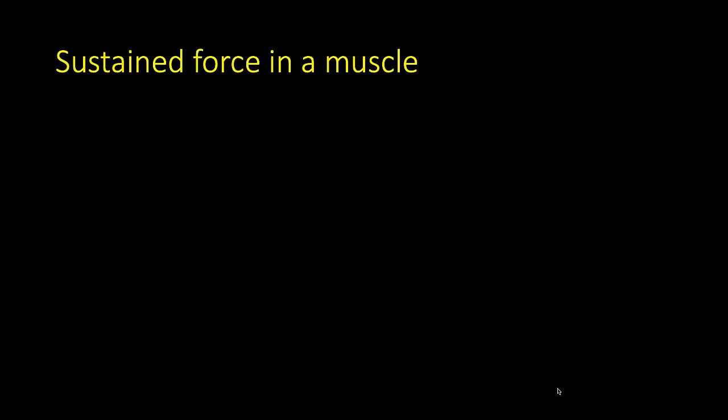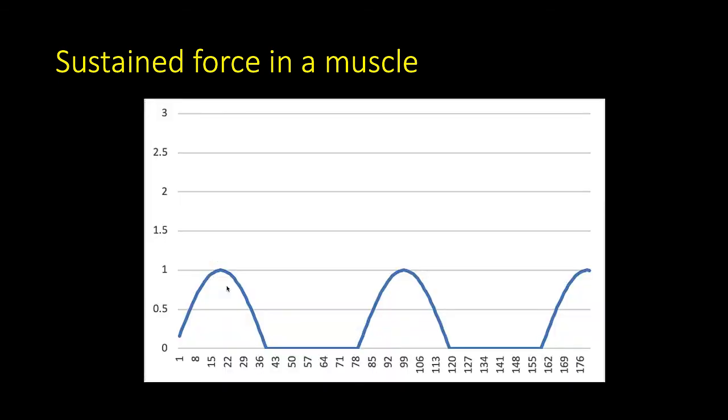Here's another way of looking at the idea of asynchronous recruitment. So here's what it might look like if I had a single motor unit contracting. Don't pay any attention to the numbers on the X or the Y axis. They're just numbers. But here, blue motor unit is contracting, and you see that they are separate twitches, so we're just getting an amount of force each time.